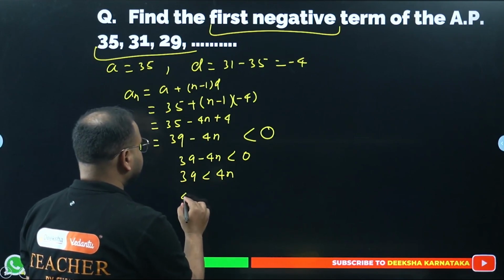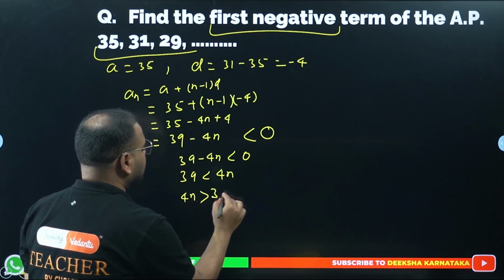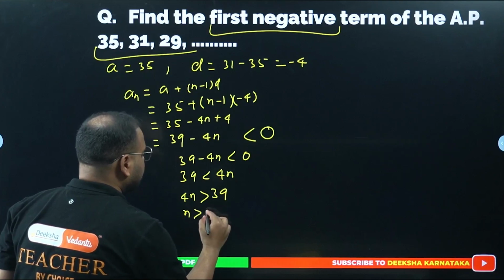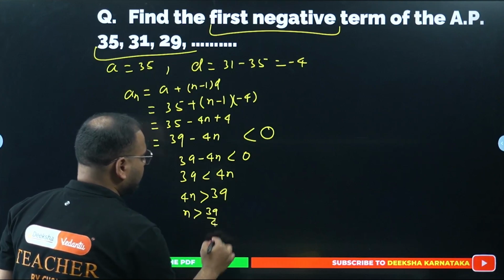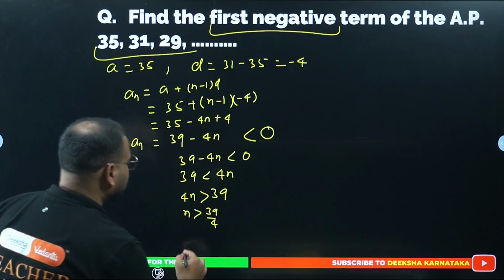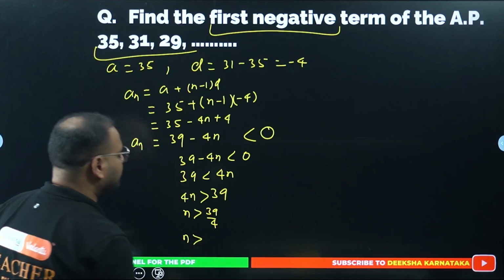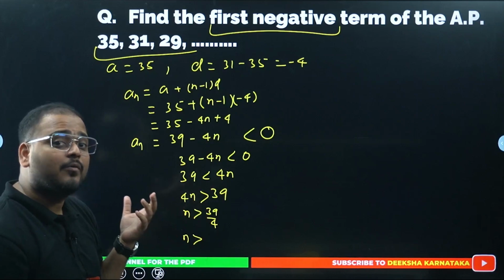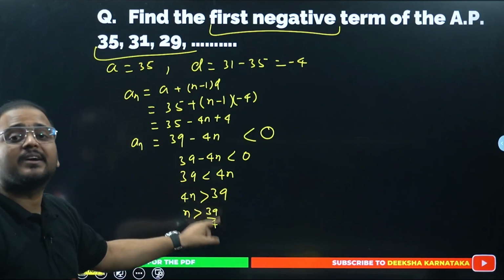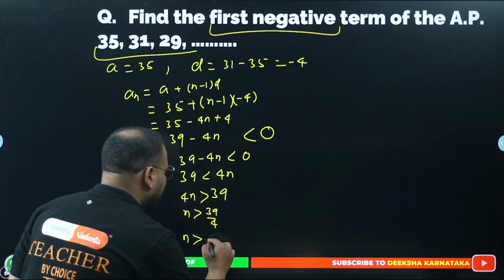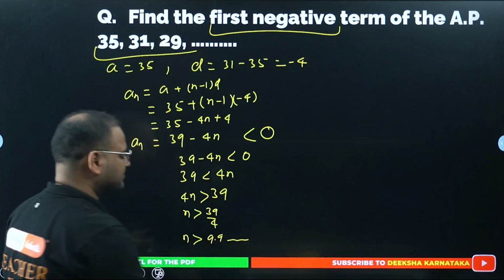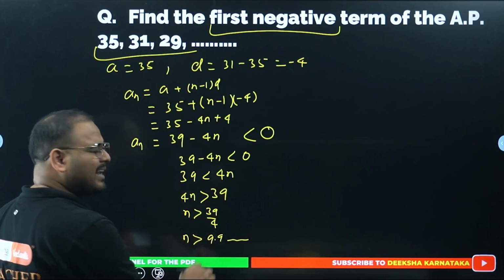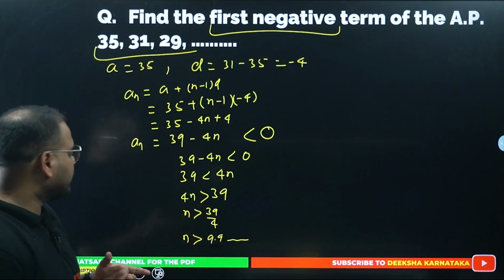So let's write it here: 4n is greater than 39. Bring 4 to this side, and I get n greater than 39 by 4. Now think about it. This will be some number less than 10, because 4 times 10 is 40, and it is not 40, it is 39. It means 9.9 something will be there. Whatever it is, we don't have to worry about the decimal number, just 9 point something. I hope this is okay.